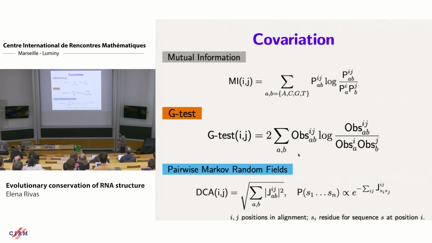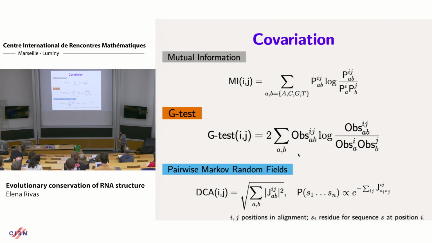The one that I'm favoring for the method that I'm going to talk to you about is this one called G-test, which has the same form as mutual information, but instead of measuring probabilities, it measures observed counts. So the only difference is that if I have two pairs of positions that have the same probabilities, they would have the same mutual information, but if one of the pairs has fewer gaps in the alignment than the other, it would have a higher G-test, which I think is a property that you want to preserve.